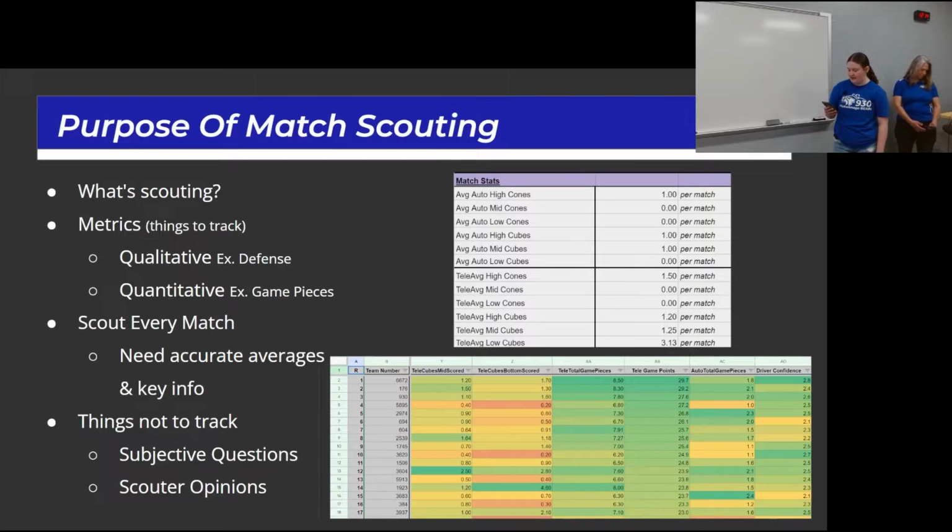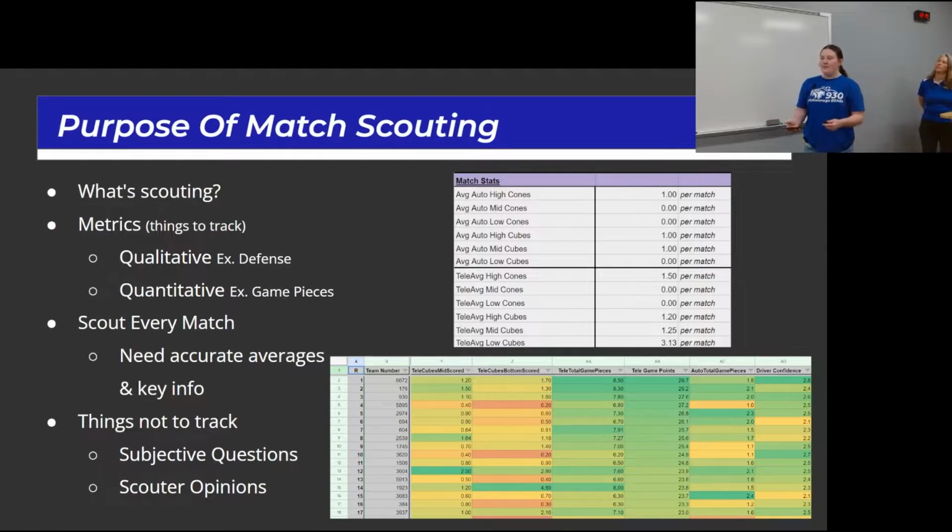So getting started, let's talk about the purpose of match scouting. So what is match scouting? Essentially, it's watching a match and tracking metrics to see how a robot performs. The metrics that your scouters are going to track can involve qualitative data, like you see some examples up there, like defense, like we use driver confidence this year. And then it can also be quantitative, so like how many game pieces people are scoring, and just any metrics that involve numbers is going to be in the quantitative category.